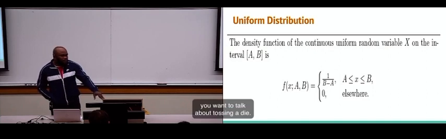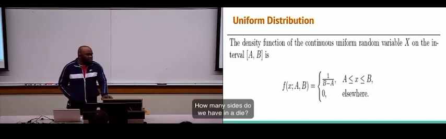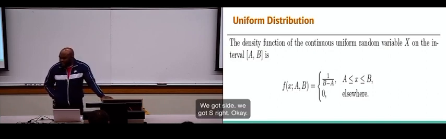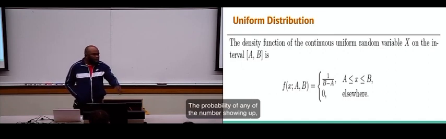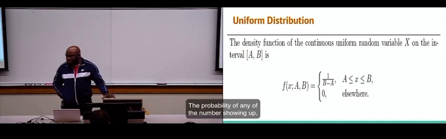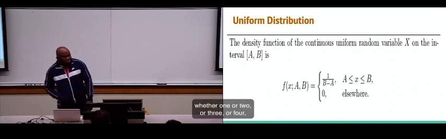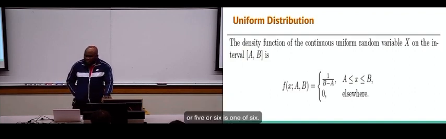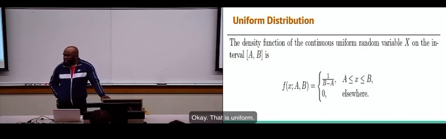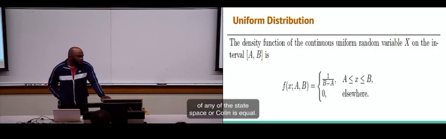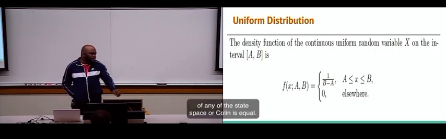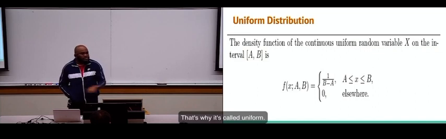Or you want to talk about tossing a die. How many sides do we have in a die? We got six sides. We got six, right? Okay, the probability of any of the numbers showing up, whether one or two or three or four or five or six, is 1/6. Okay, that is uniform. So it means the probability of any of the state space occurring is equal. That's why it's called uniform.